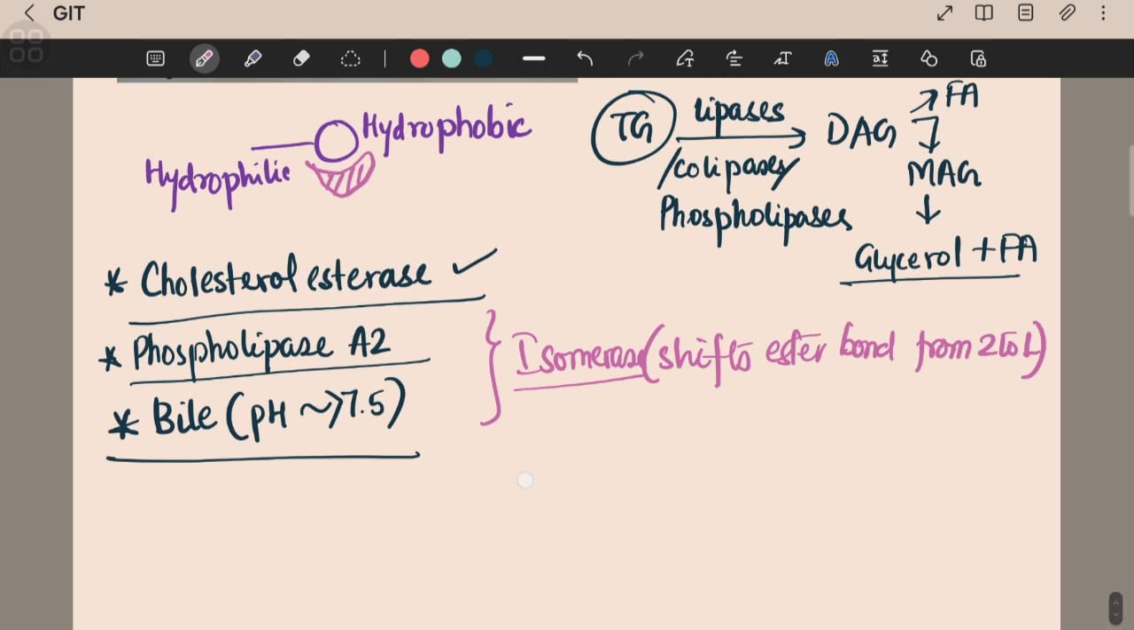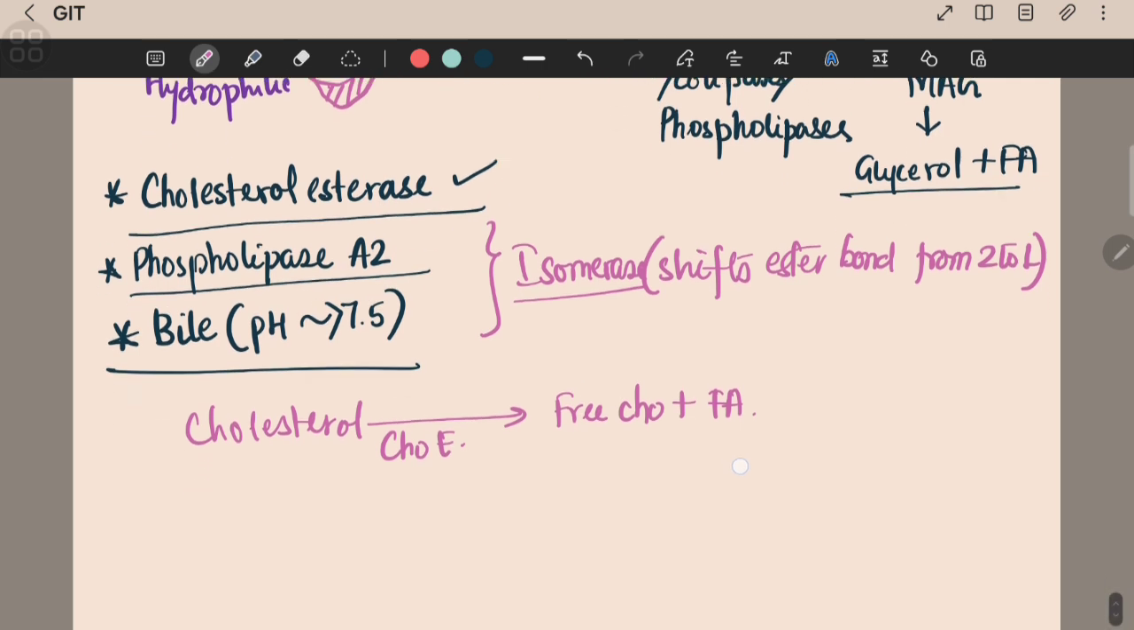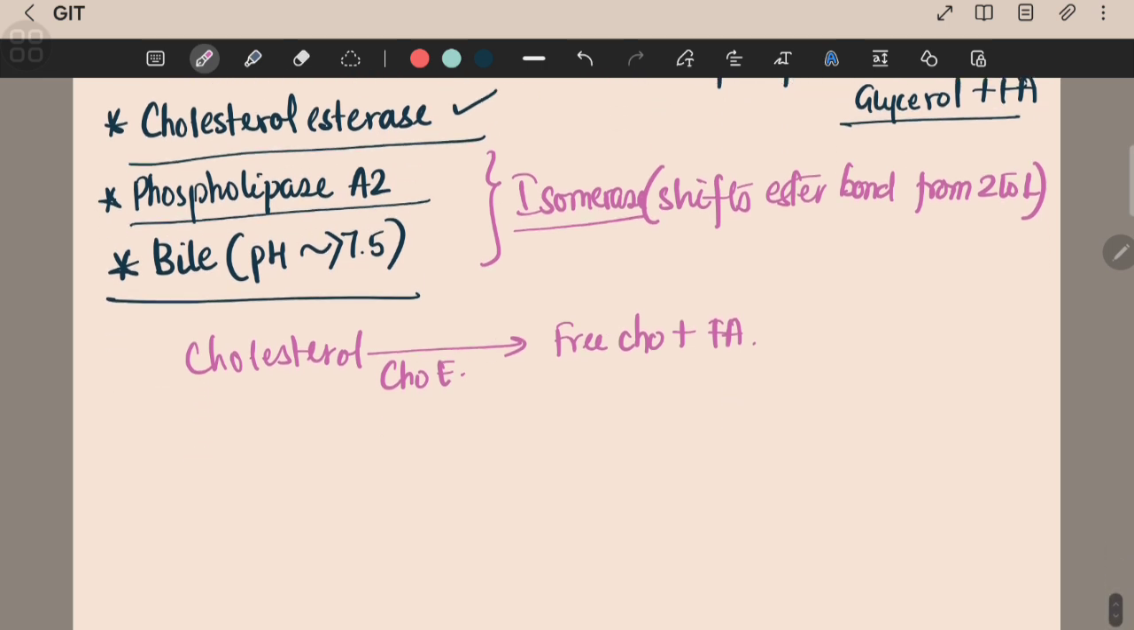Cholesterol esters are also hydrolyzed into free cholesterol and fatty acids. If you talk about cholesterol, these are hydrolyzed by cholesterol esterase into free cholesterol plus fatty acids. The action of phospholipase A2 also produces lysophospholipid and fatty acids.